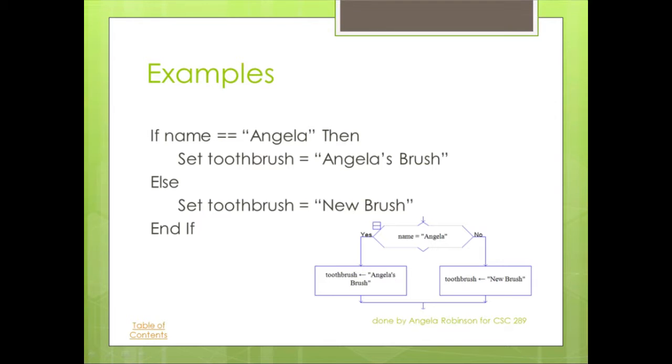Just like before, if the user put in Angela for the name, then the variable toothbrush becomes Angela's brush. However, if the user did not put in Angela, the toothbrush becomes new brush. I've also updated the Raptor flowchart to show the new brush assignment to the variable toothbrush.